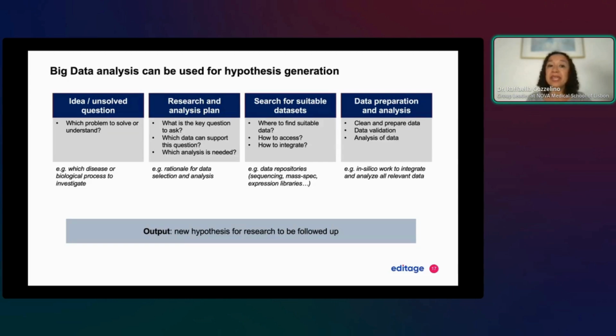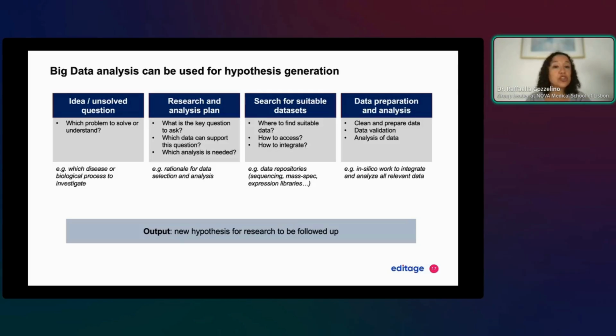So big data analysis can, as I mentioned in the previous slide, be used to generate hypotheses. You have an idea, you have an unsolved question, you give context to these software tools, and then you ask which problem to solve or to understand with the context that you prepared and introduced in the machine. For instance, which disease or biological process can I investigate with these premises.